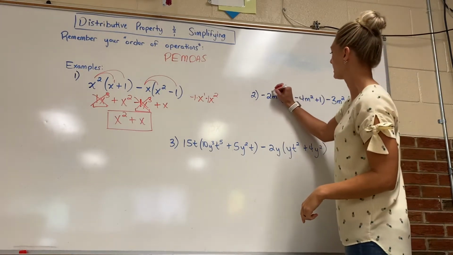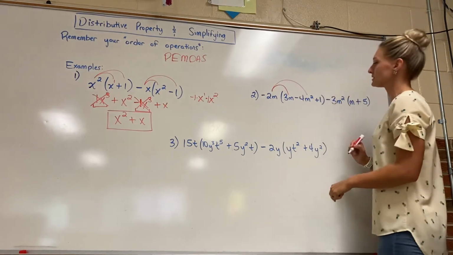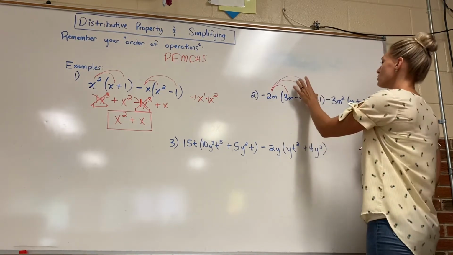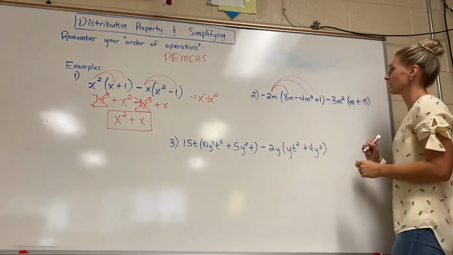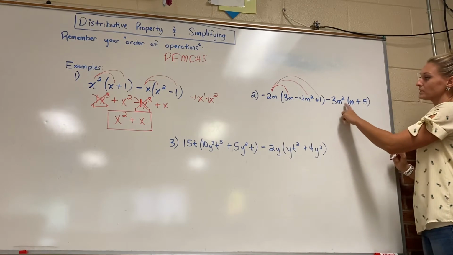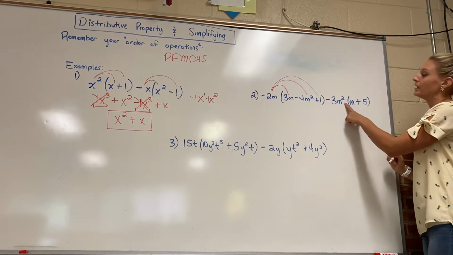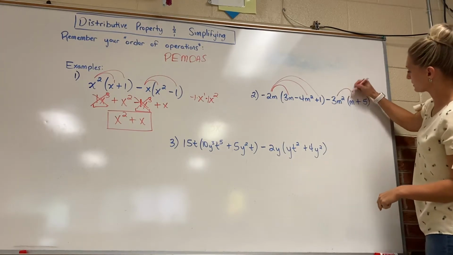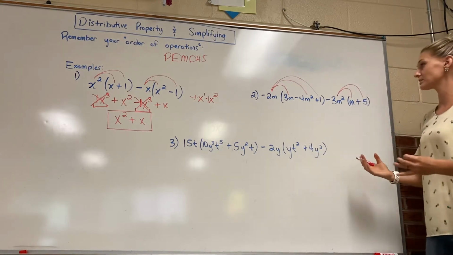So I'm going to be taking the negative 2m times the 3m, the negative 2m times the negative 4m squared, and then the negative 2m times the 1. Oh, I got a little misaligned there, times the 1. And then this one, notice, is right in front of this parentheses, and there's nothing between them. So that means you have to distribute this to everything in that parentheses, and there's only 2 terms, so I'm going to do that. All right, so let's get started.